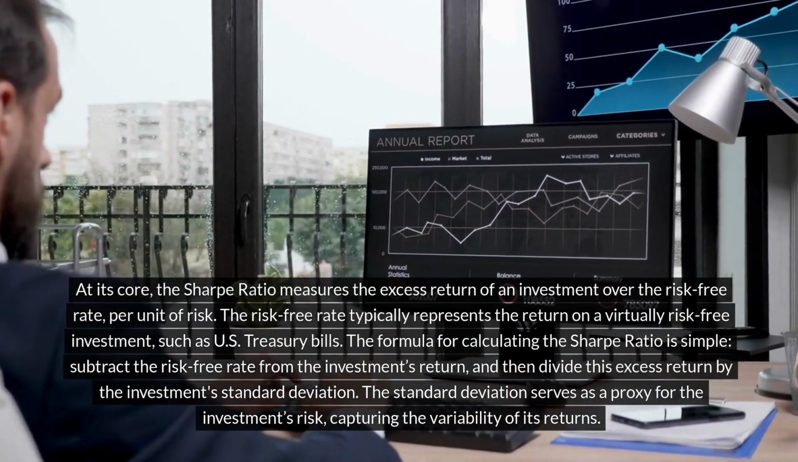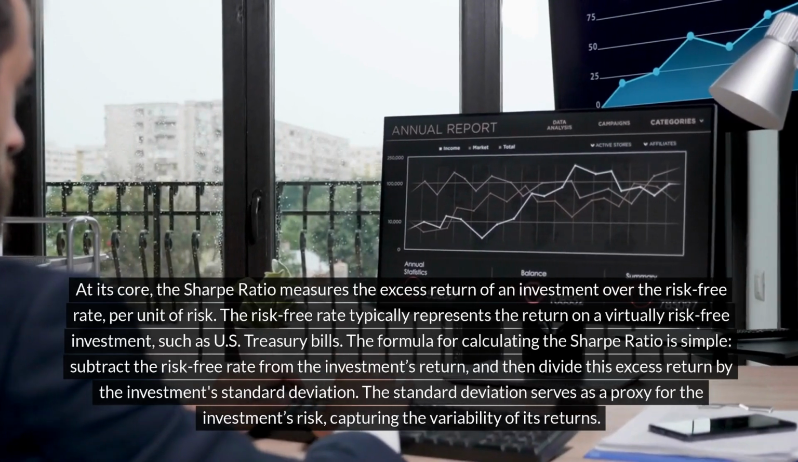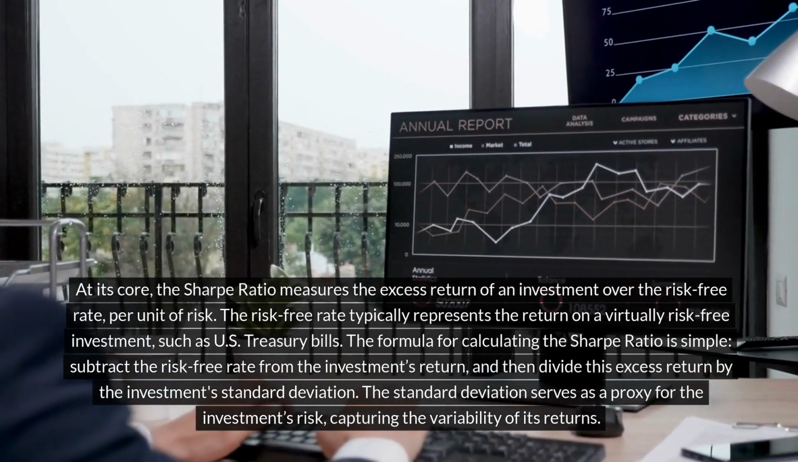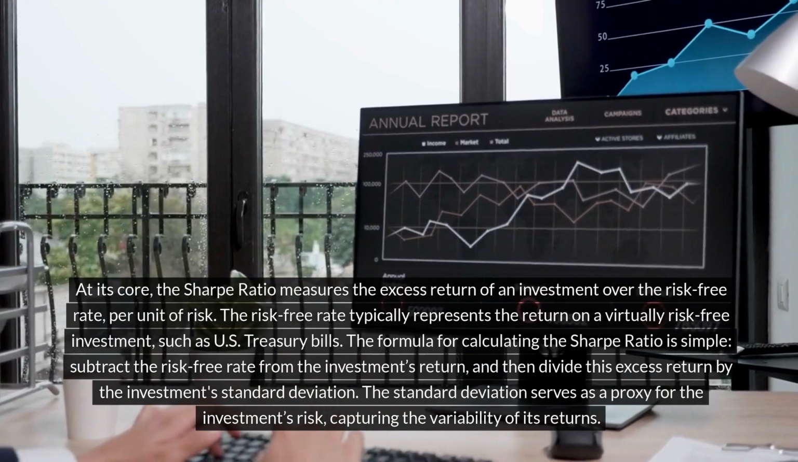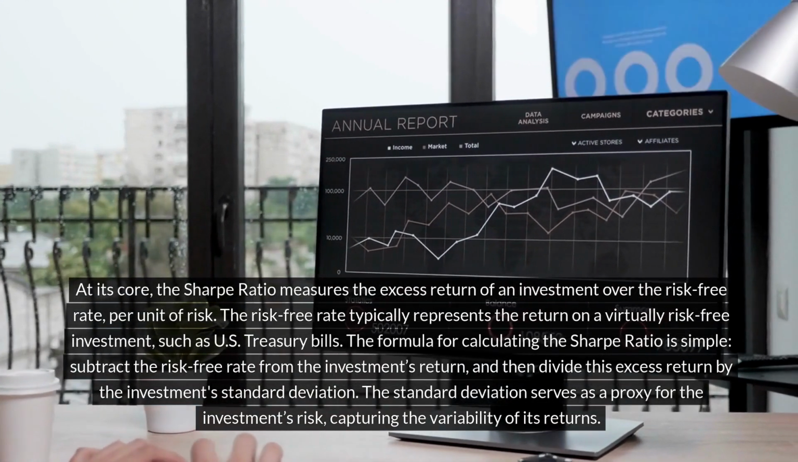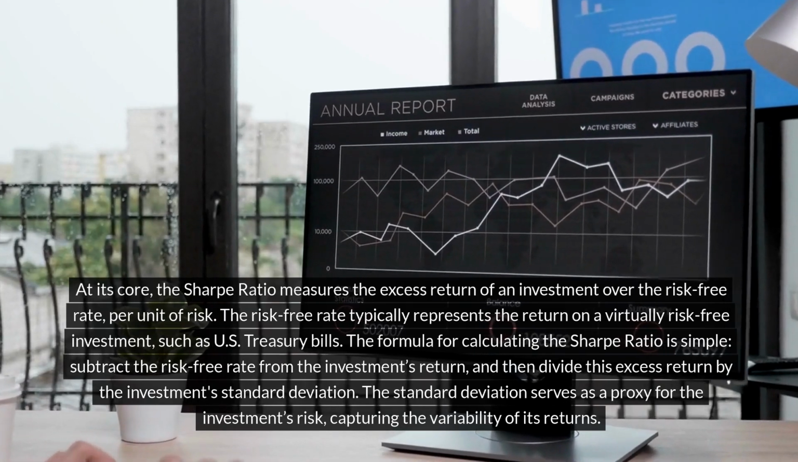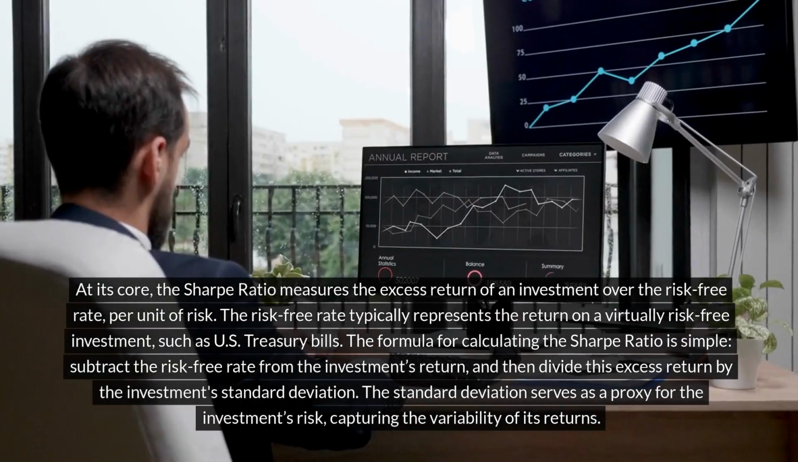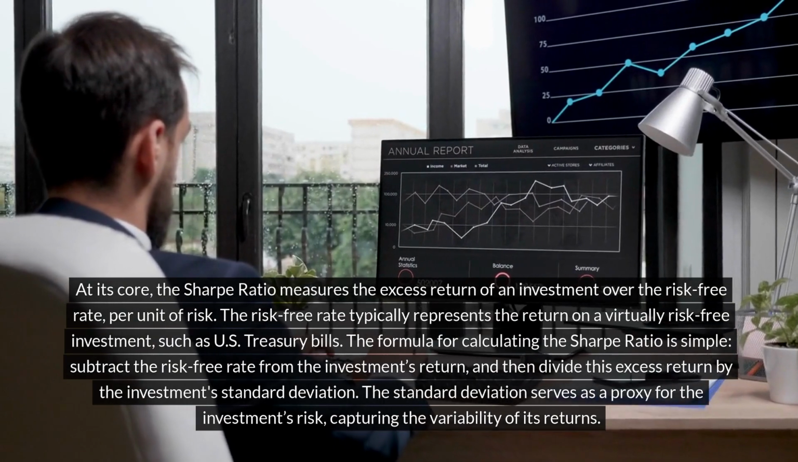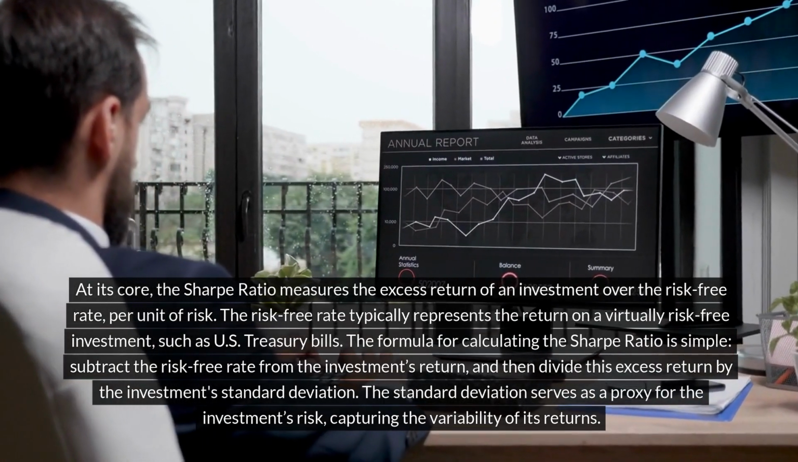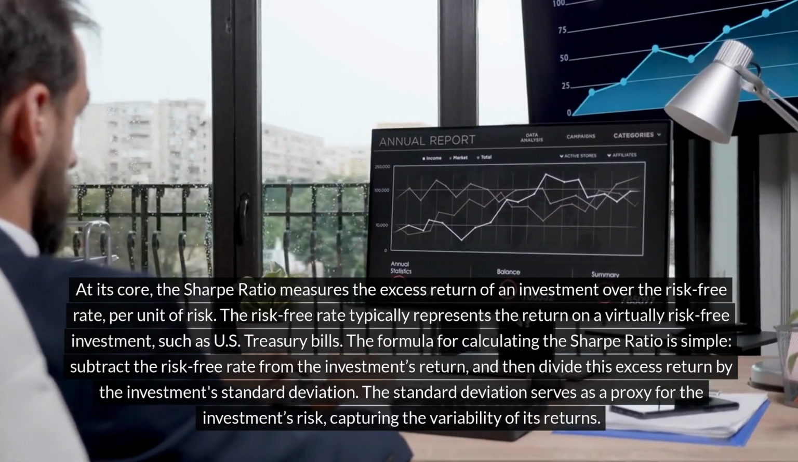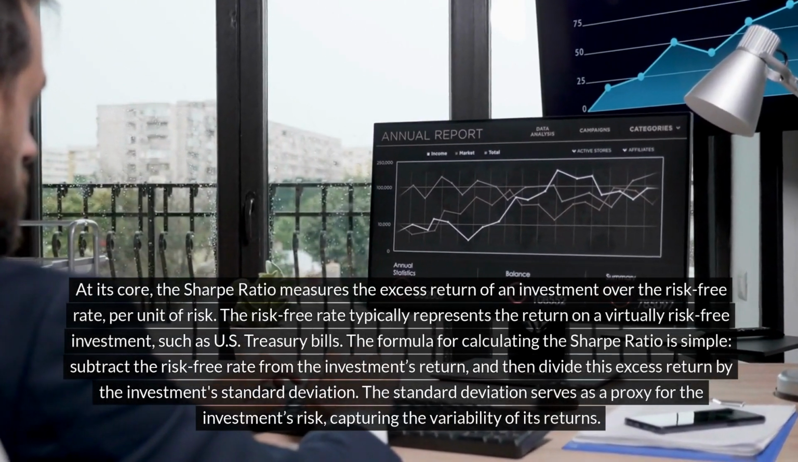The risk-free rate typically represents the return on a virtually risk-free investment, such as U.S. Treasury bills. The formula for calculating the Sharpe ratio is simple. Subtract the risk-free rate from the investment's return, and then divide this excess return by the investment's standard deviation. The standard deviation serves as a proxy for the investment's risk, capturing the variability of its returns.